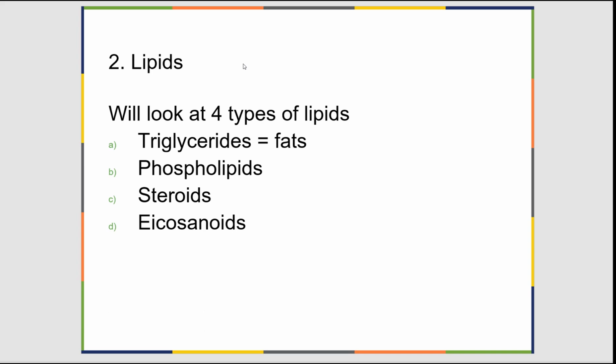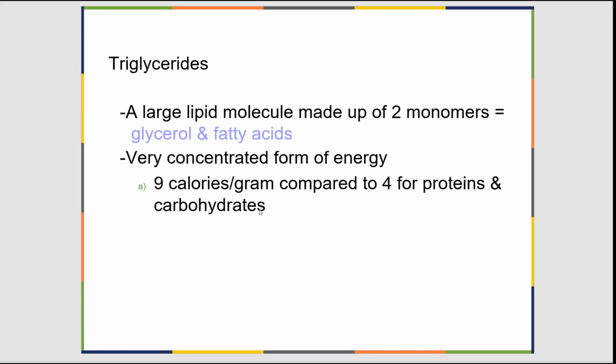Okay, so the 4 different types of fats that we're going to look at are triglycerides, which are the typical fat that we think of. Phospholipids, we're going to talk about phospholipids a lot because phospholipids make up our cell membranes. We have steroids. Yes, I'm talking about estrogen and testosterone, those kind of steroids. They are a type of lipid. And the last type of lipids are the eicosanoids, and we'll talk about those later.